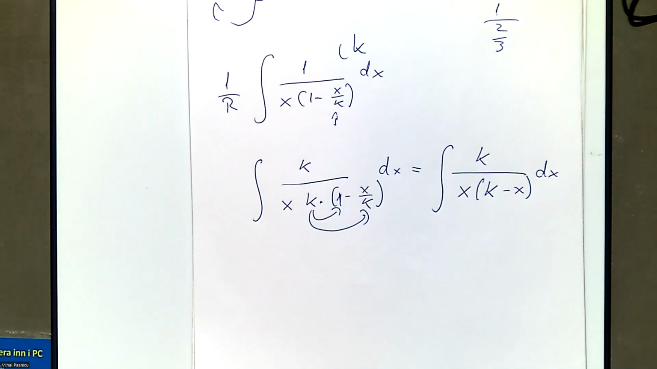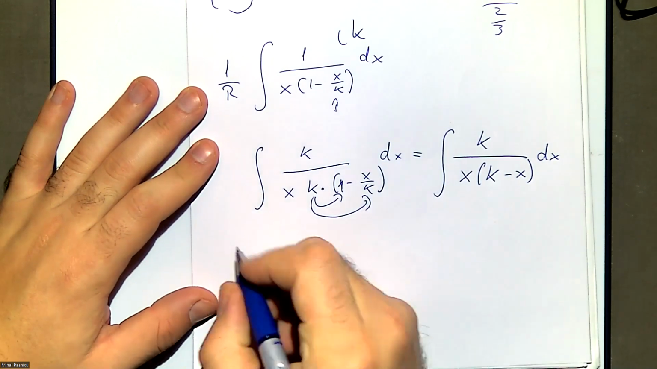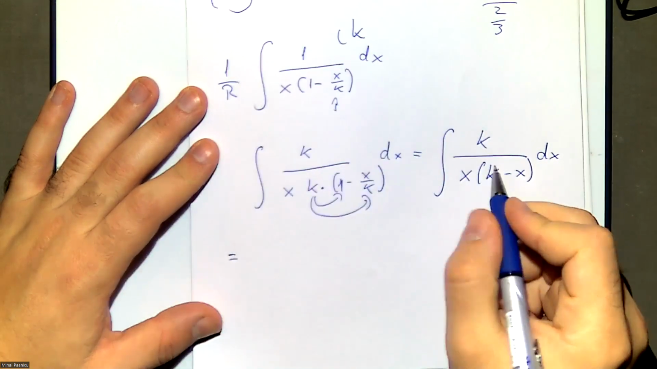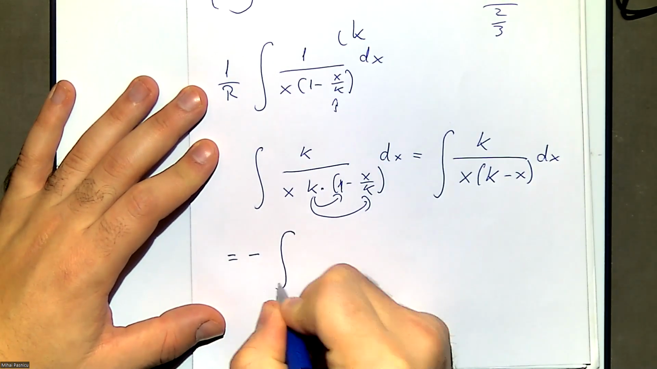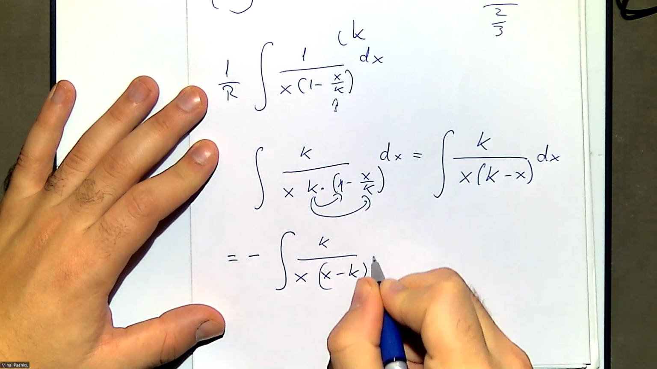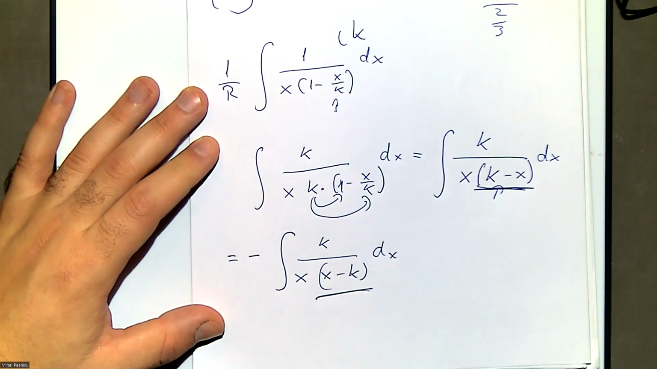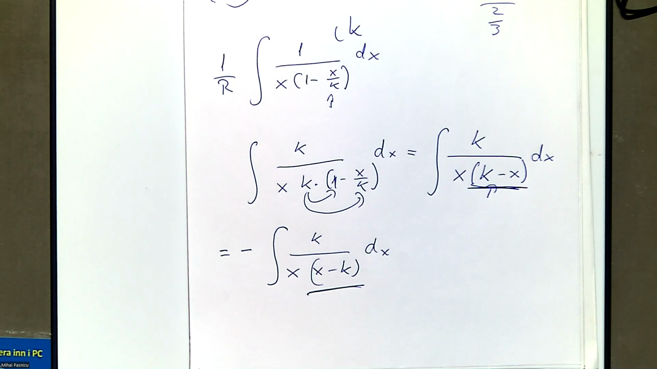All right, makes sense to this point. Now, just to make things look much more obvious, I'm just going to write it as minus the integral of x minus k. I just changed the sign here, right? From k minus x to x minus k. That's my only change.